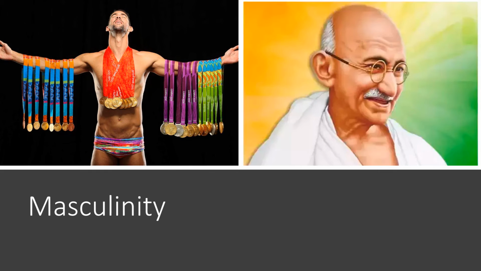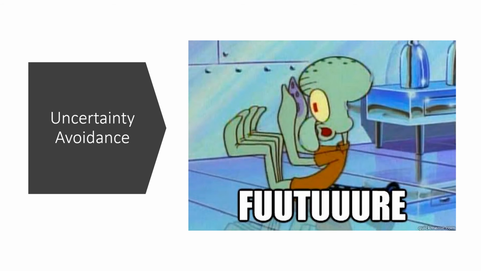And the fundamental issue, according to the insights, is what motivates people: wanting to be the best on the masculine side or liking what you do more on the feminine side. Up next is uncertainty avoidance. As we can see, Squidward here does not have the best uncertainty avoidance in the time travel episode because he does not like the future.